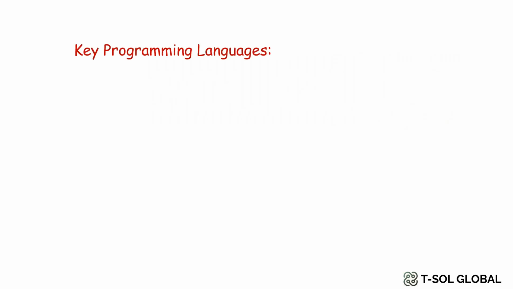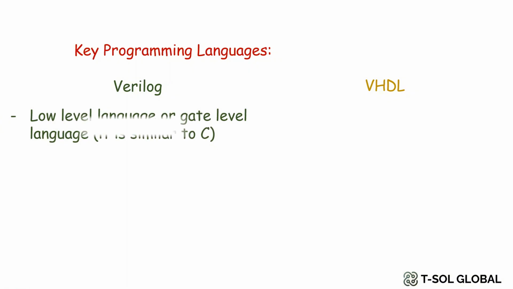The key FPGA programming languages are Verilog and VHDL. Verilog is a low-level language or gate-level language, so a lot of engineers prefer Verilog. It is similar to C language, which is considered one of the basic programming languages. In contrast, VHDL is a high-level language.